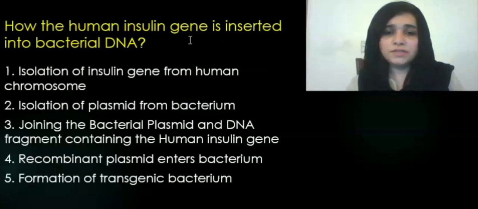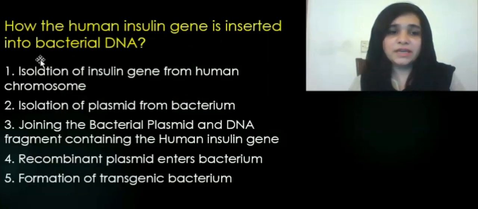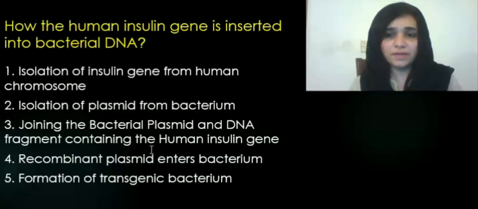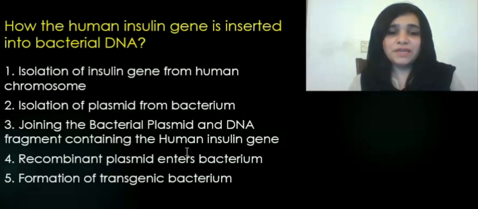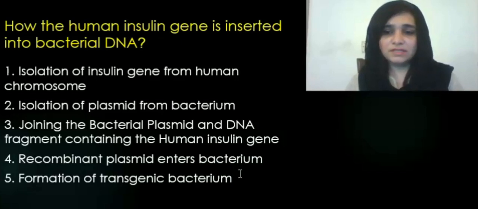How is the human insulin gene inserted into bacterial DNA? There are 5 different steps involved. First, isolation of the insulin gene from the human chromosome. Number 2, isolation of plasmid from bacterium. Number 3, joining the bacterial plasmid and the DNA fragment containing the human insulin gene. Number 4, recombinant plasmid enters bacterium. Number 5, formation of transgenic bacterium. So these are the 5 different steps we are going to discuss in detail in the coming slides.